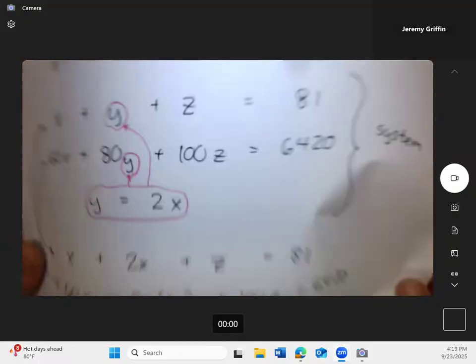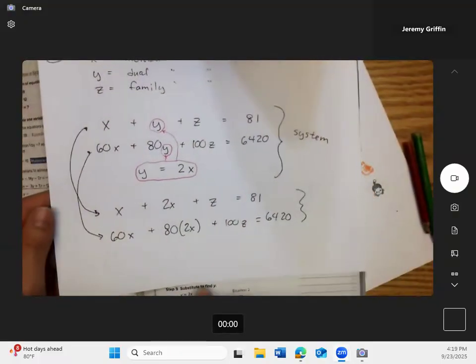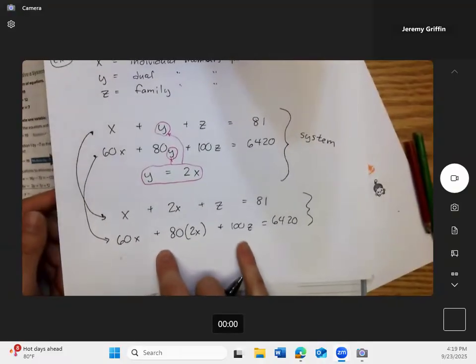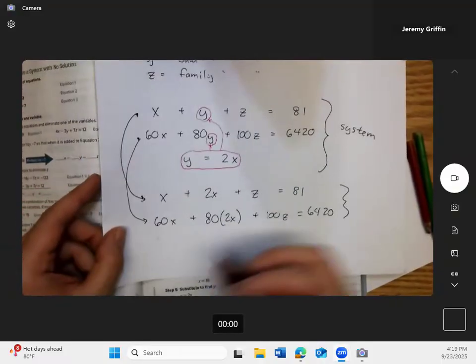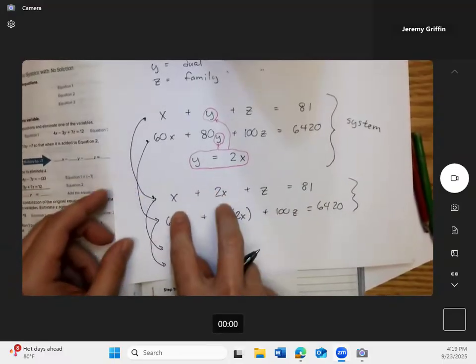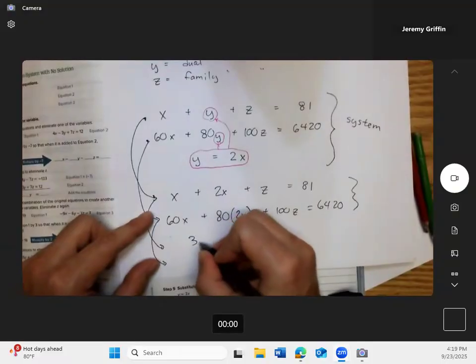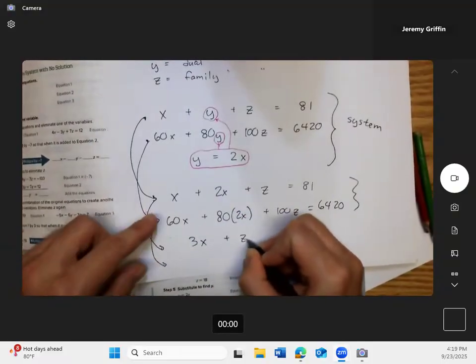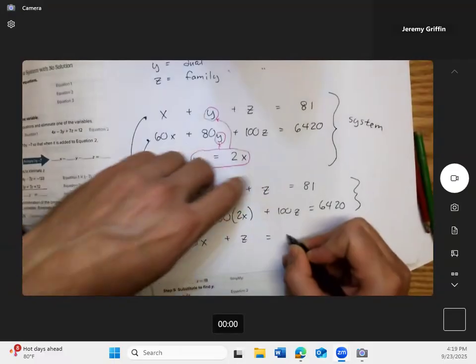Okay, so now I've narrowed the system down to two equations with just two unknowns. Now I only have x's and z's. Right, so let me clean this up. I think I got enough space down here to rewrite this a little bit. Like this makes 3x, so 3x, and then I still got the z. That comes out to 81.